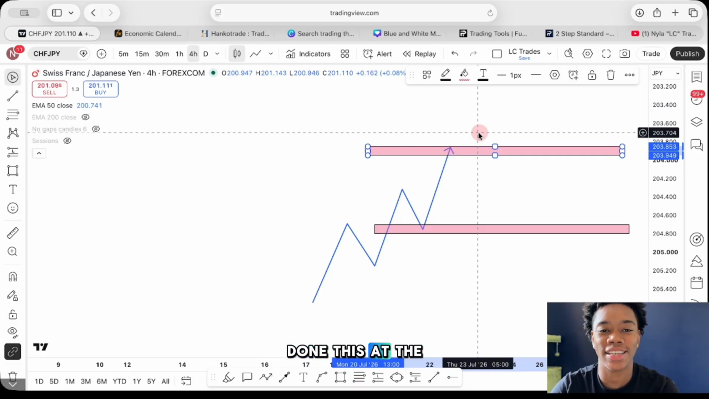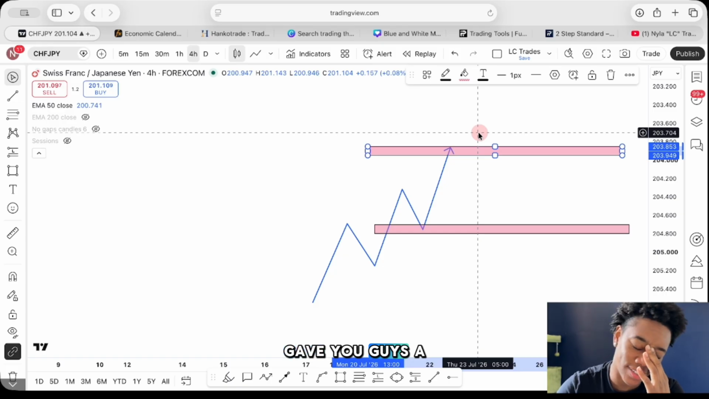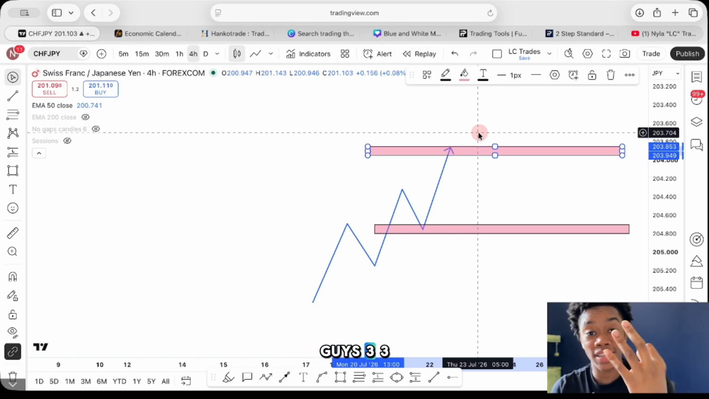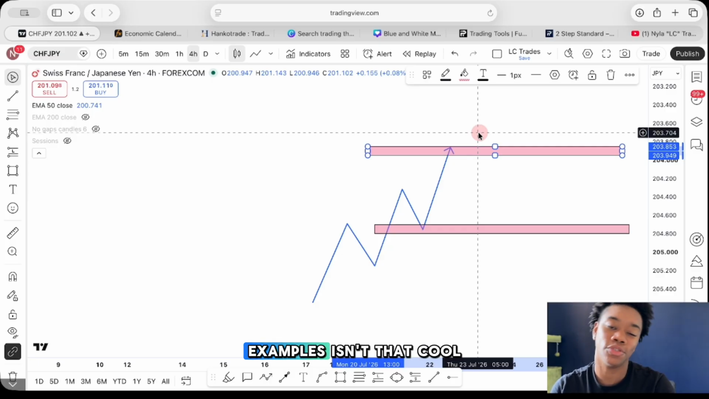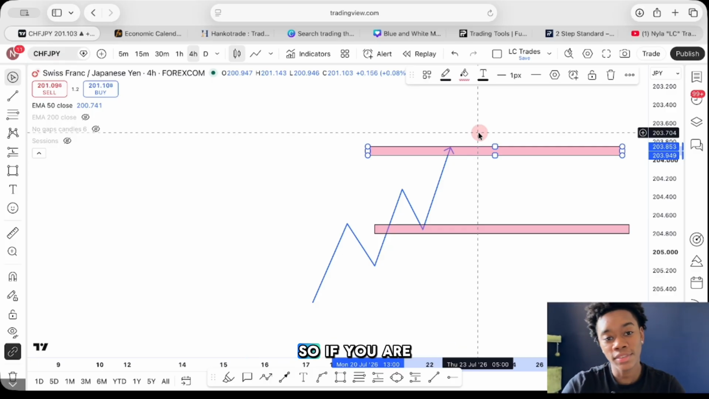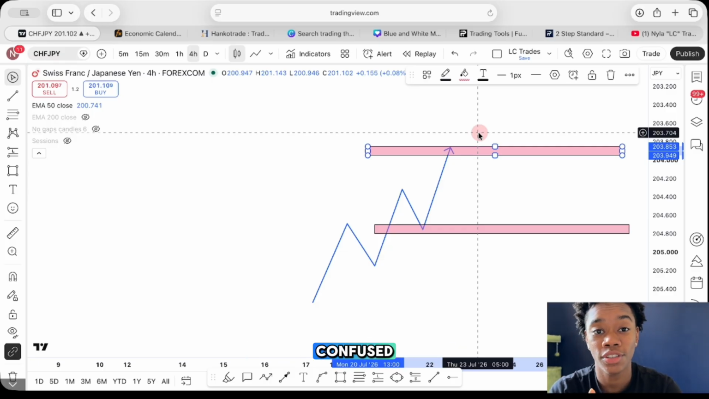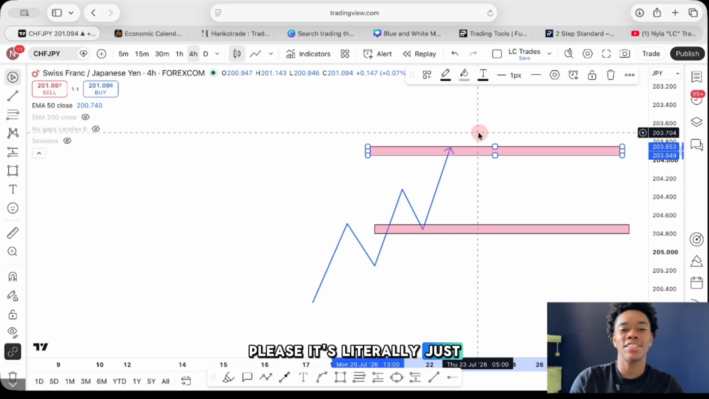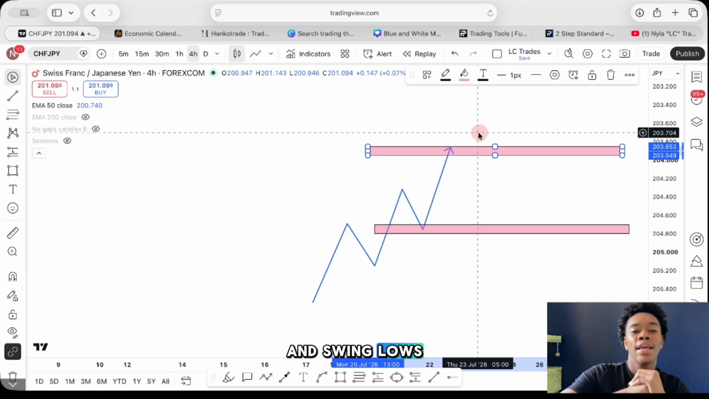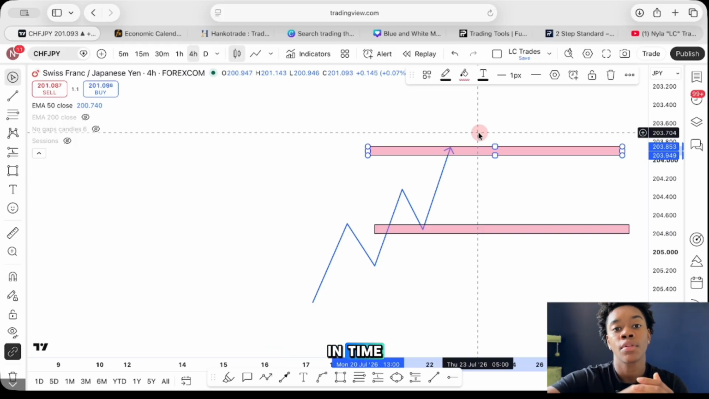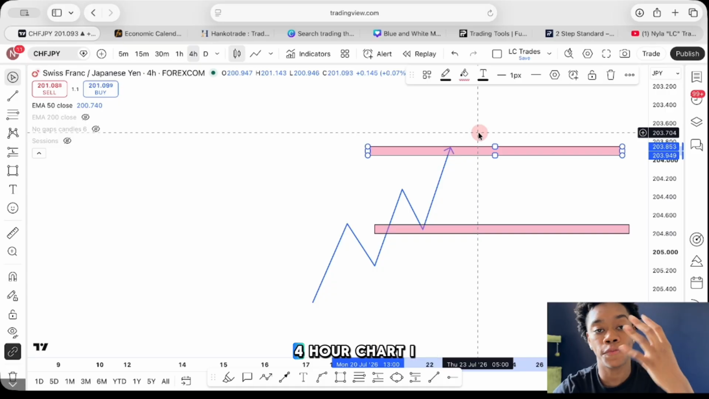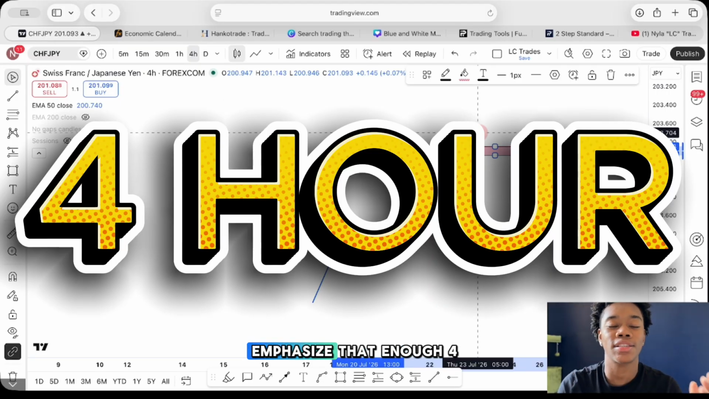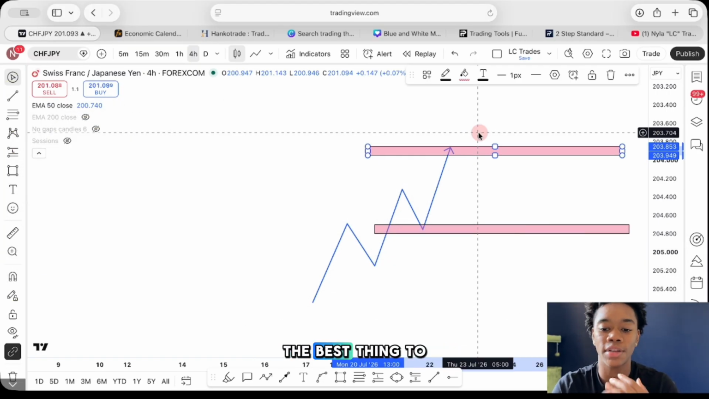I literally should have done this at the beginning of the video, so I could have given you guys a diagram. But I gave you guys three real-time, real-life examples. Isn't that cool? So if you are confused, rewind the video, please. It's literally just putting your swing highs and swing lows at your current now in time higher highs and higher lows, lower highs and lower lows on the 4-hour chart. I cannot emphasize that enough. 4-hour chart. That's like the best thing to do.